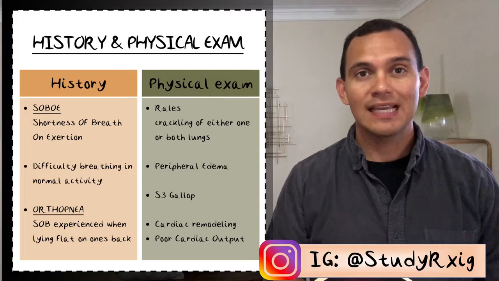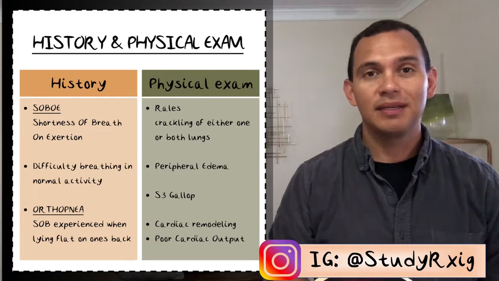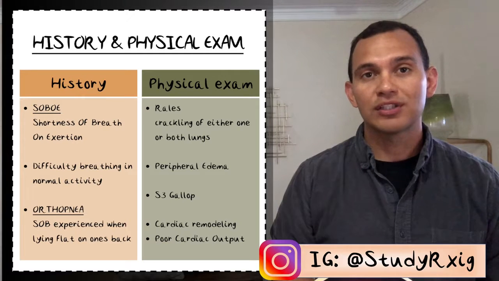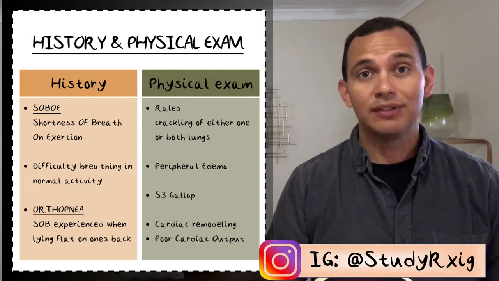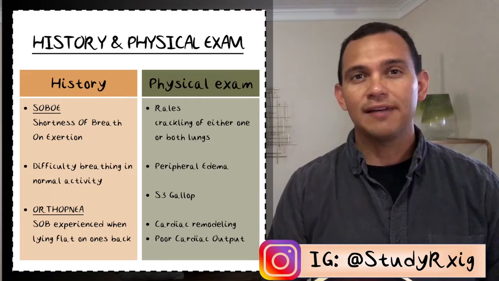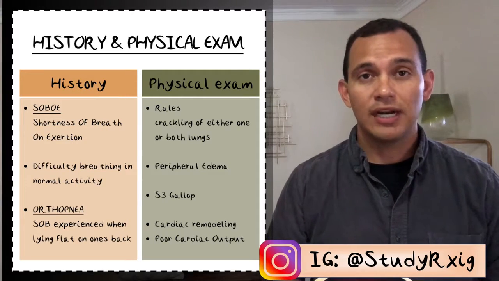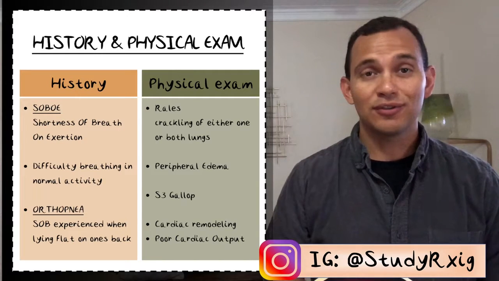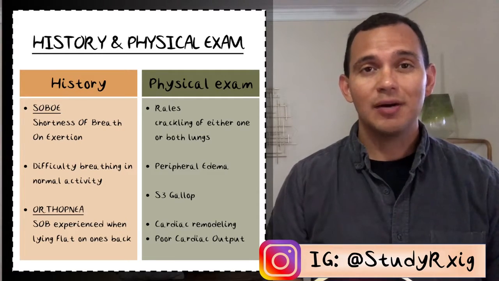For the physical exam side, cardiologists will possibly be on the lookout for rales, which is crackling of either one or both lungs heard via a stethoscope. Peripheral edema, S3 gallop, which is a rare heart sound that occurs after the typical lub-dub sounds, which are S1 and S2. So as an FYI, S3 is associated with heart failure. There's also cardiac remodeling and poor cardiac output.